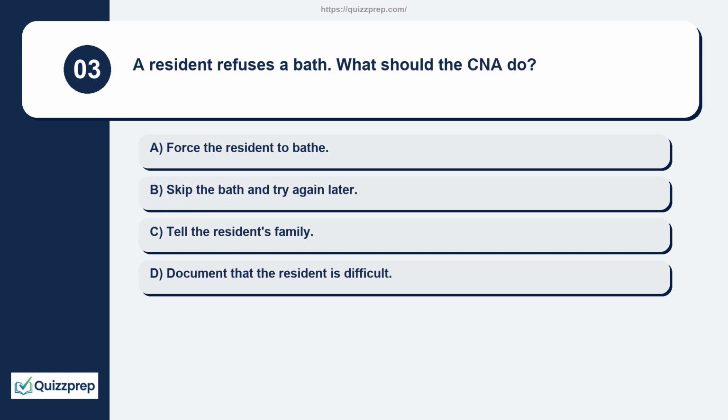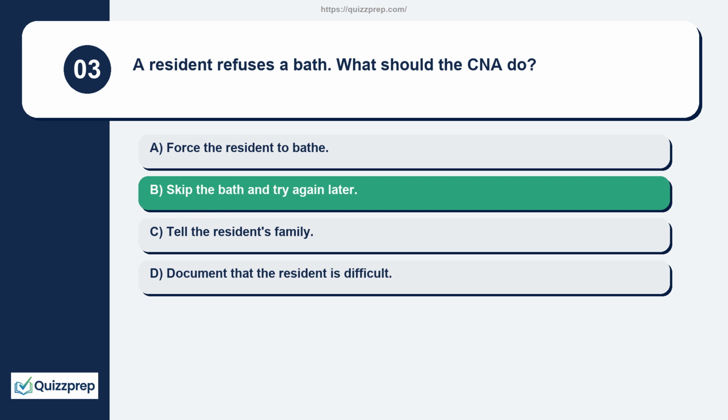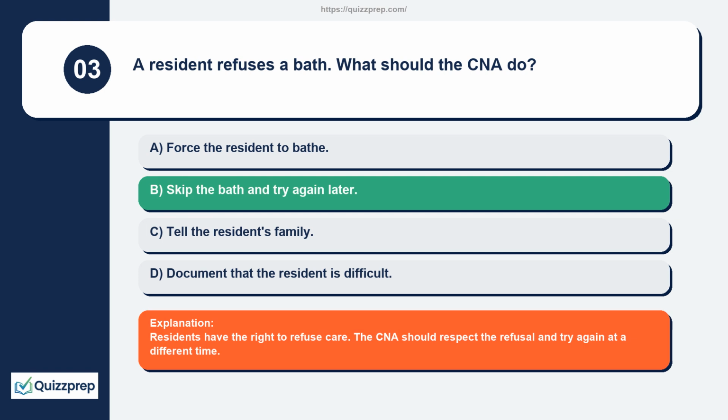Question 3. A resident refuses a bath. What should the CNA do? Force the resident to bathe. Skip the bath and try again later. Tell the resident's family. Document that the resident is difficult. Residents have the right to refuse care. The CNA should respect the refusal and try again at a different time.